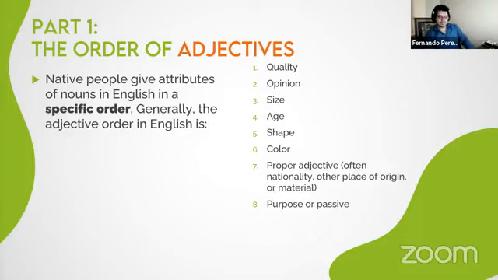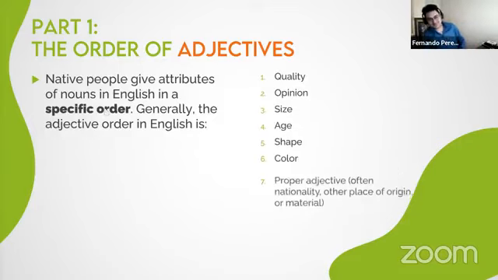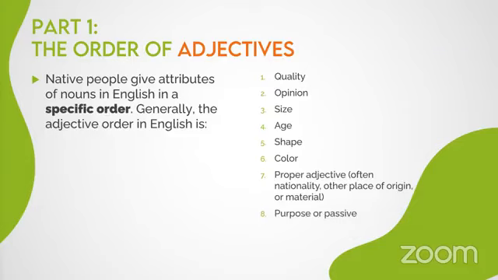Why? Because English. Generally, the order is number 1, quality. All the quality expressions were in the previous slide, no? We had good, bad, great, poor, beautiful, etc. Opinion: expensive, cheap, beautiful, fantastic, amazing, delicious, nutritious, and cheap. All this is opinion.